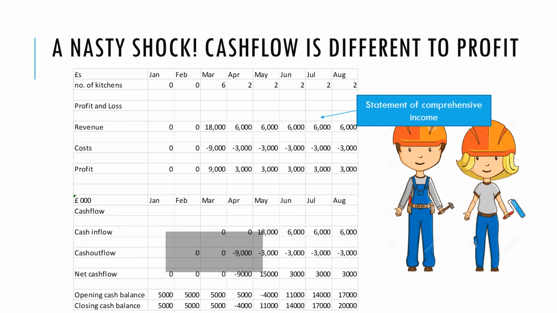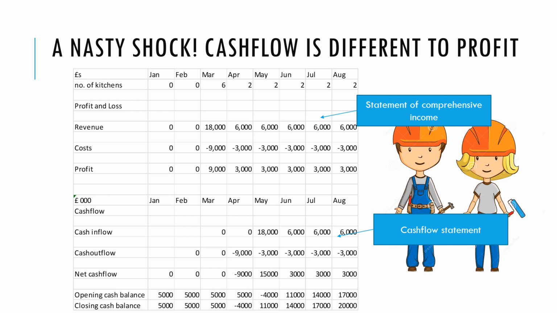Now let's have a look instead at their cash flow statement. So we can see in March there is 0 cash inflow because customers are allowed 2 months to pay up. So the work they've done in March, the cash, they don't receive until May.